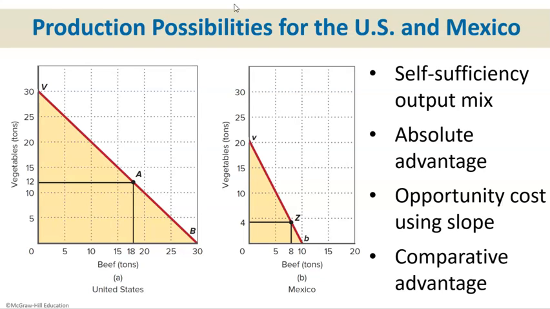Or which country has comparative advantage in producing beef? That would mean we're going to divide both sides by this number that's in front of beef. So divide both sides by 30 and see what you get. So we would get 1 veggie equals 1 beef. And what that tells us is the opportunity cost of 1 beef is equal to 1 veggie.